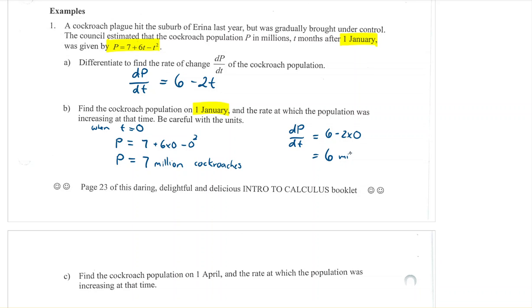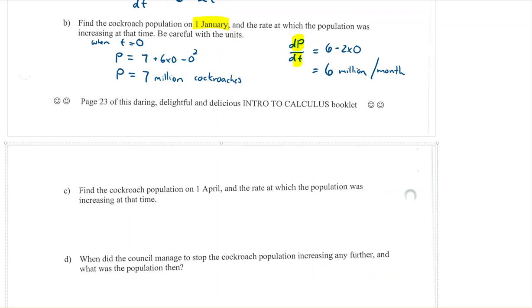6 million cockroaches per what? It is month. Good. So we know that the unit on the bottom, dp is the population. That's my 6 million. There's 6 million cockroaches. And the dt, t stands for time. So I need to know the units of the time, which it says where t is in months up here in the question. Okay, so it's 6 million per month at the start. We know that rates of change can change, but at the start, the cockroach population was increasing by 6 million cockroaches per month.